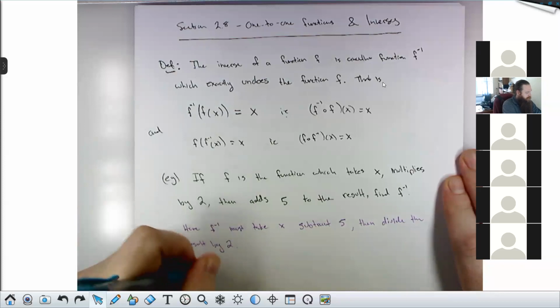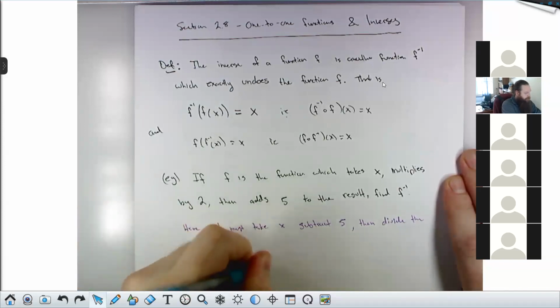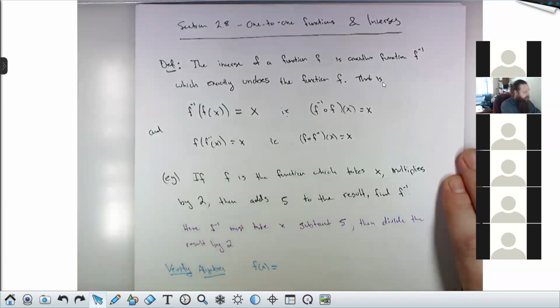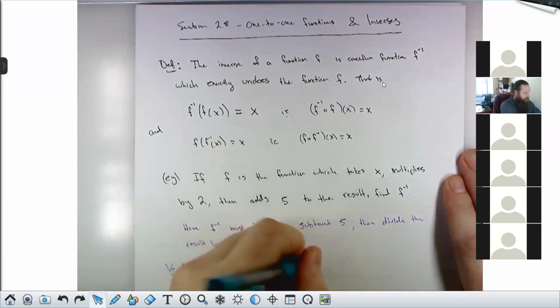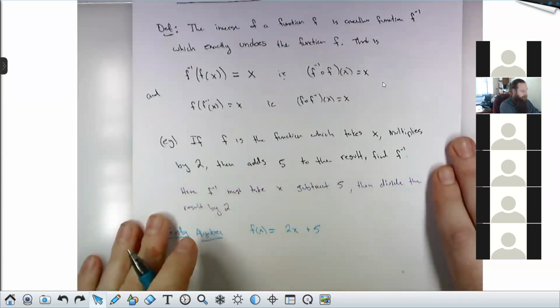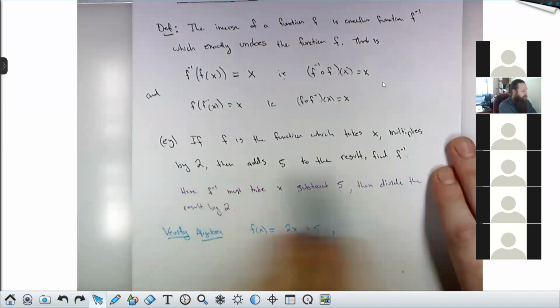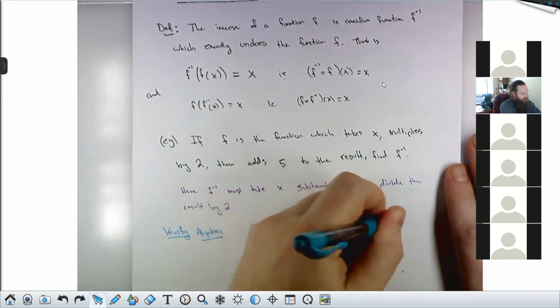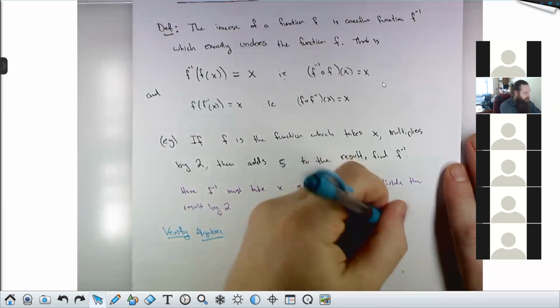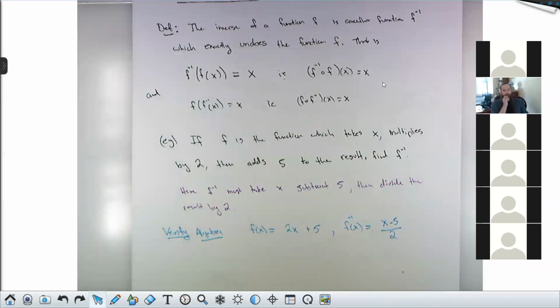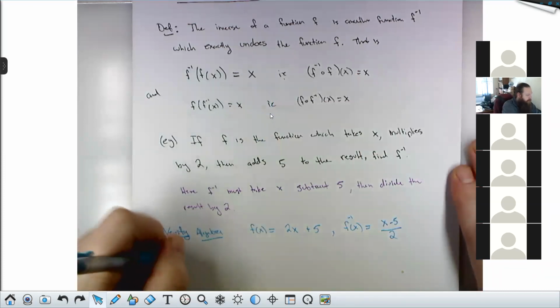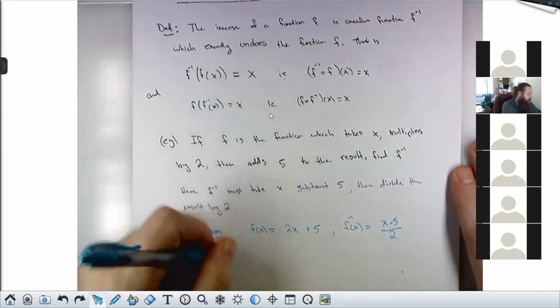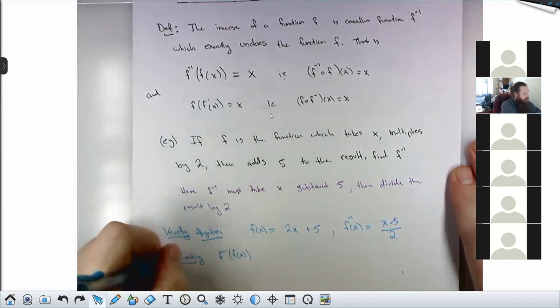All right, so verify algebra. The formula for the function f of x, the function that multiplies by 2, then adds 5, well, you multiply x by 2, and then you add 5 to the result. Again, we got to really be thinking about order of operations here. The algebra formula for the thing we think is f inverse, that's going to take x, subtract 5. So f inverse of x takes x, subtracts 5, and then divides that whole result by 2. And the question is, if I check that those functions satisfy this definition, will I get a true statement? So let's go ahead and compose. Checking that f inverse of f of x comes out to x.